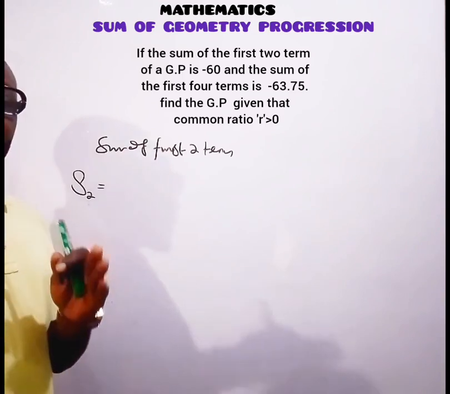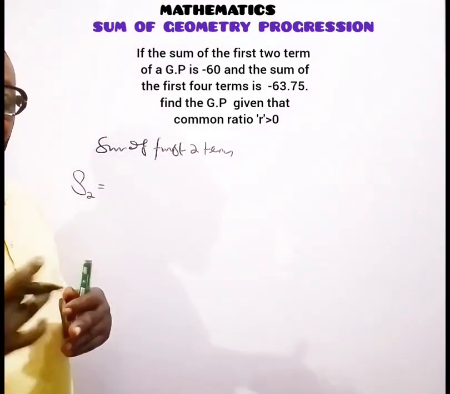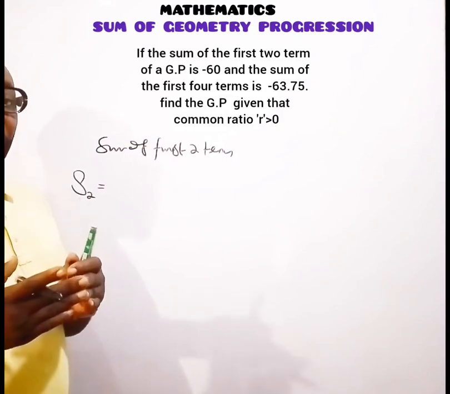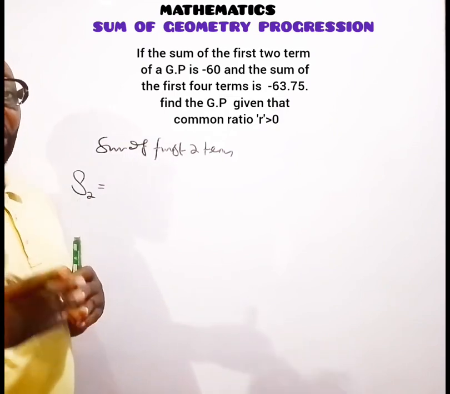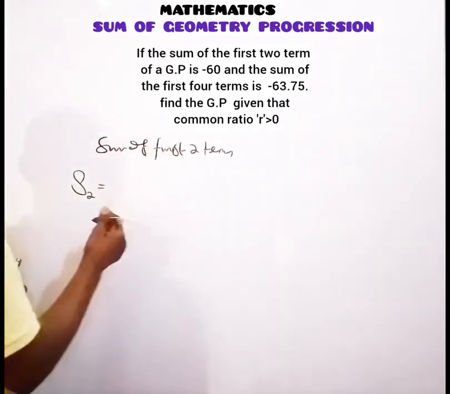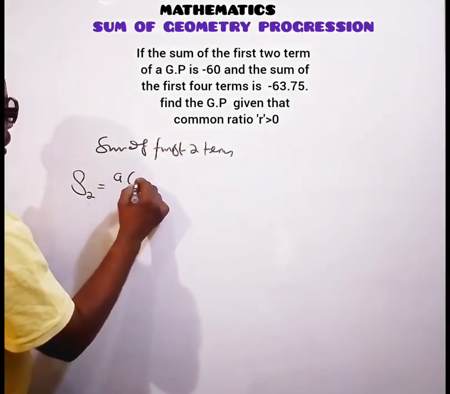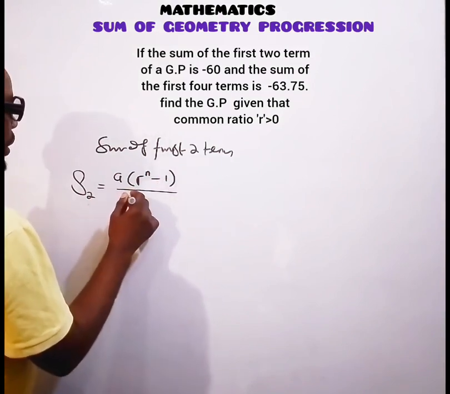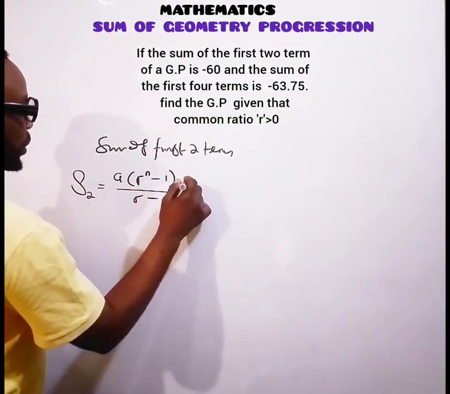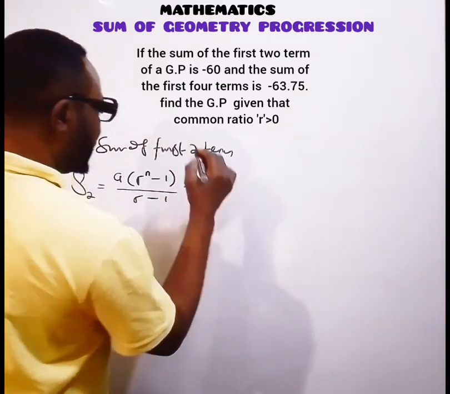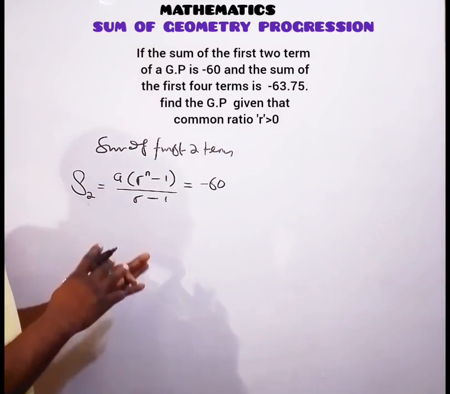Don't forget that it has been stated there that the value of the common ratio is greater than 0. In other words, it is greater than 1. That is what they mean there. So that will be a into bracket r raised to power n minus 1 all over r minus 1, which has been given to us to be equal to minus 60. This is the information given to us.